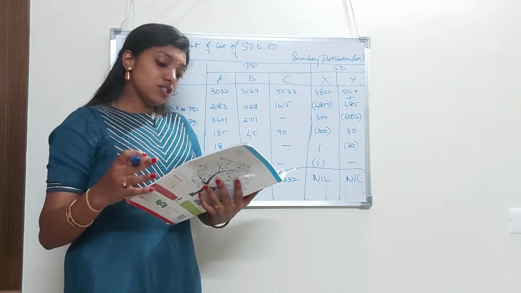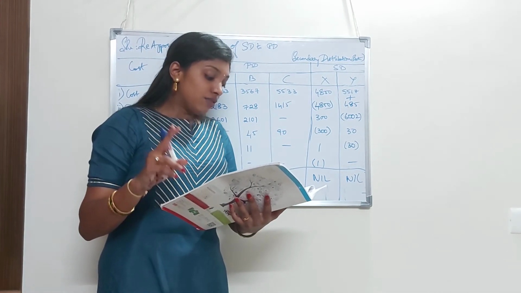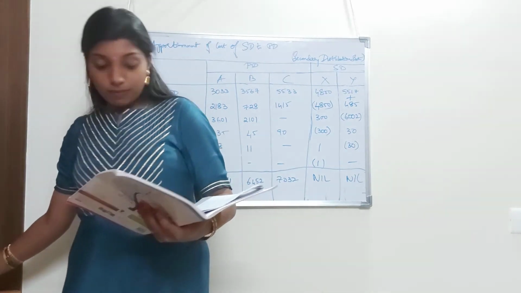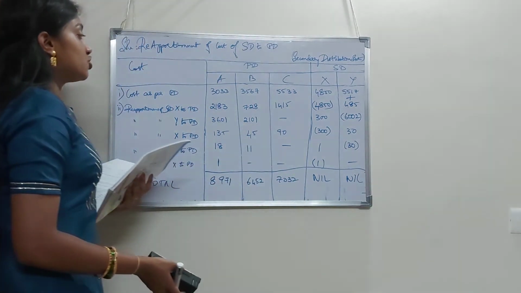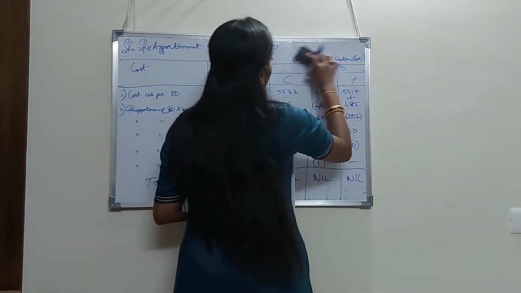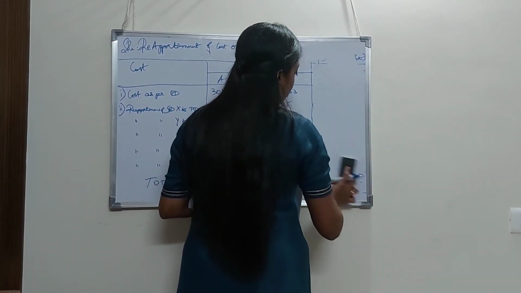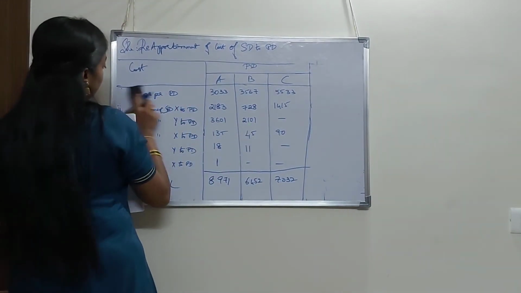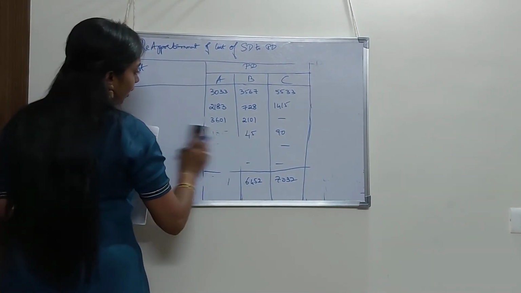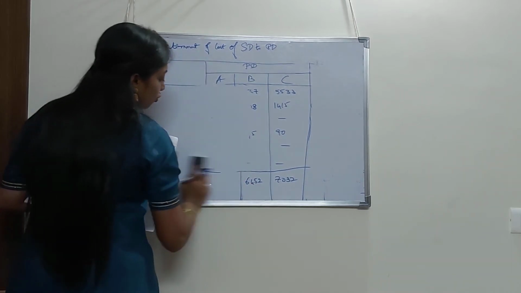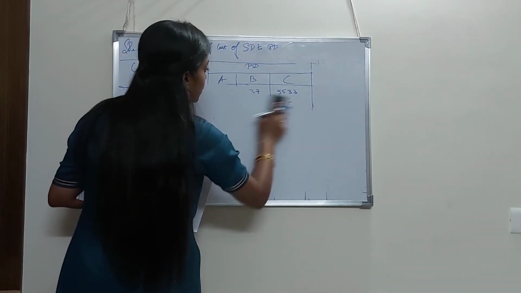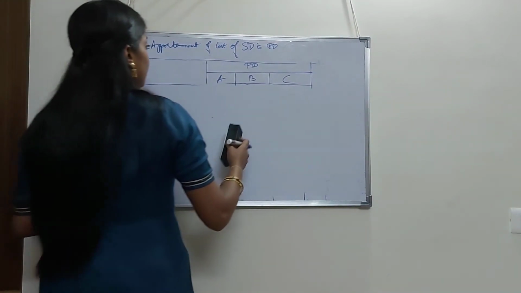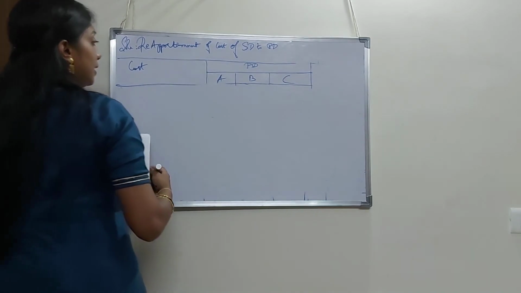Now they have asked us to calculate the machine hour rate for production departments A, B and C. So the third step would be calculation of machine hour rate. And what have they asked? They have asked us to calculate the cost per hour. So for that, the third step, calculation of machine hour rate, just take the columns, that is particulars, production departments A, B and C.